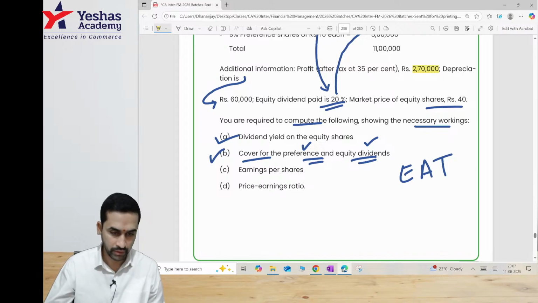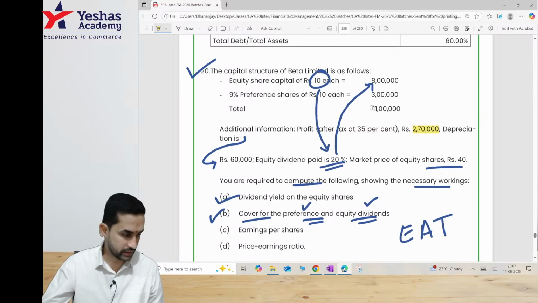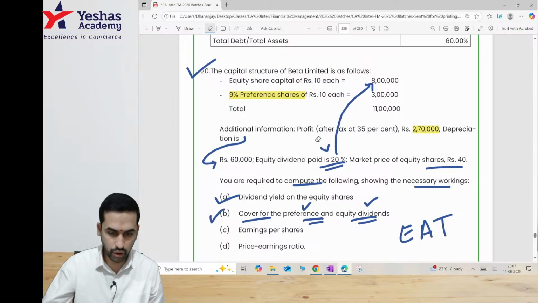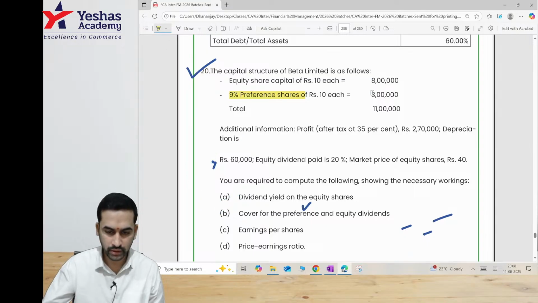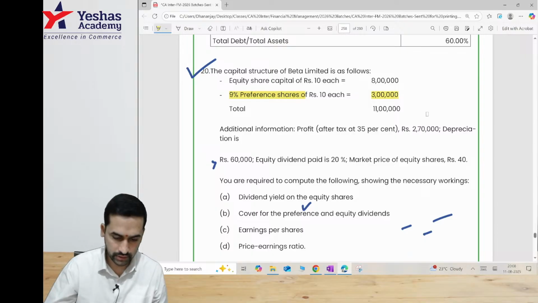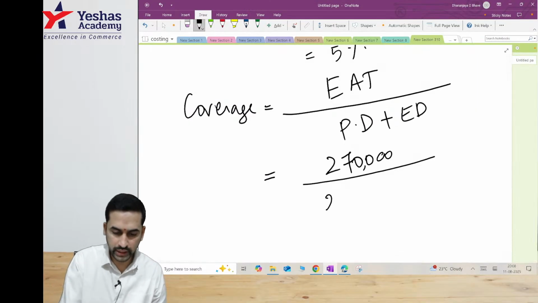See this. How much is preference share capital? 3 lakh into what is the percentage? 9%. I'm highlighting. 9% on 3 lakh. How much is 9% on 3 lakh? 27,000. Is that correct? 3 lakh into 9%. Yes, 27,000. So take this here. This is preference dividend.